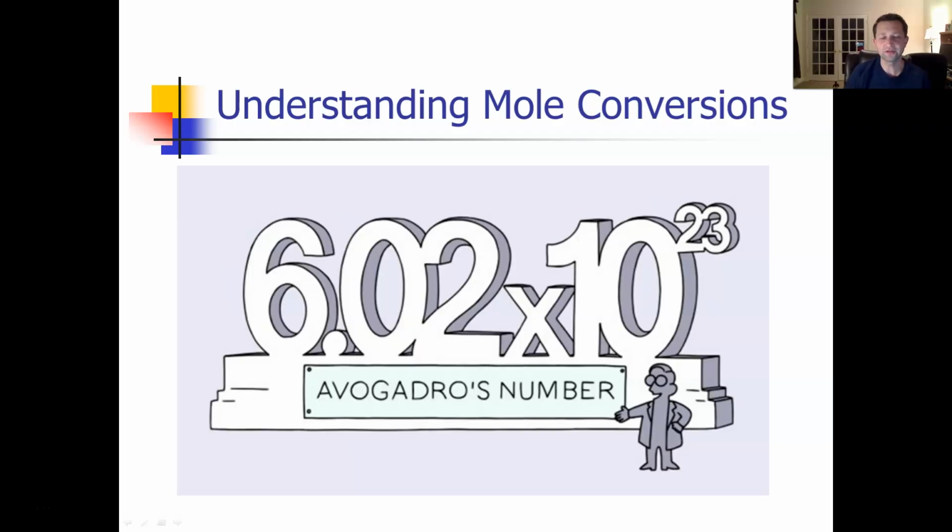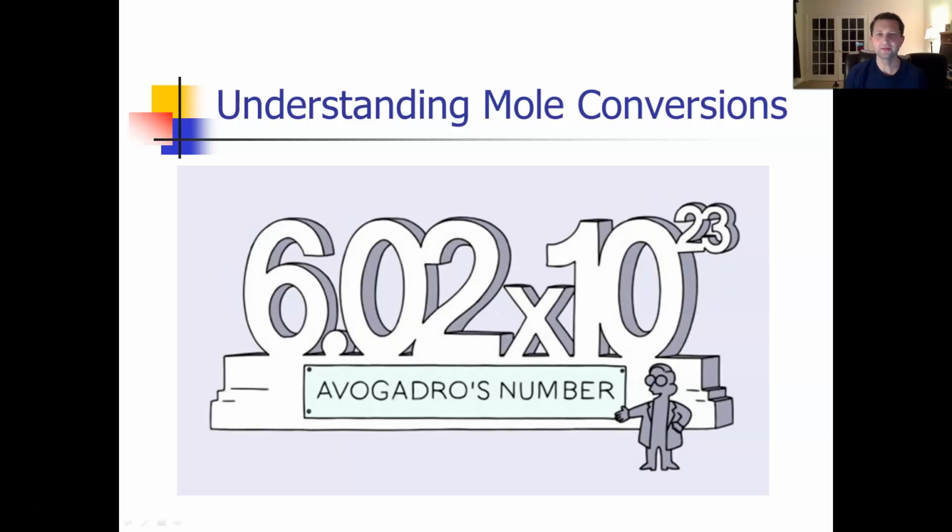So you already had an introductory lesson on what this number is. What does a mole stand for? It stands for 6.02 times 10 to the 23rd items, just like a dozen stands for 12, a pair stands for 2. A mole is a huge, huge number.